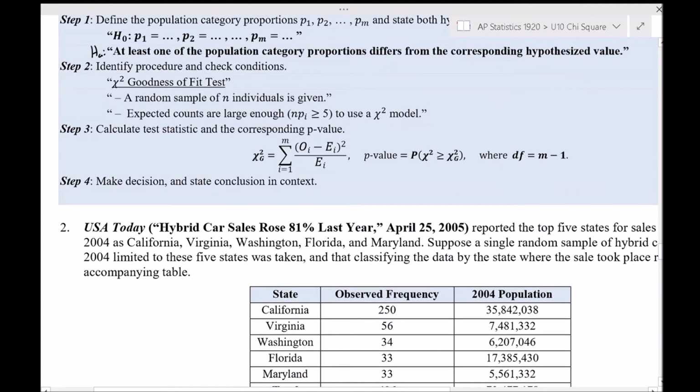Step 4, you make a decision and state the conclusion in context. That's where you decide either we reject or we fail to reject the null hypothesis based off of the size of the p-value. And then you rewrite that conclusion, but in context.